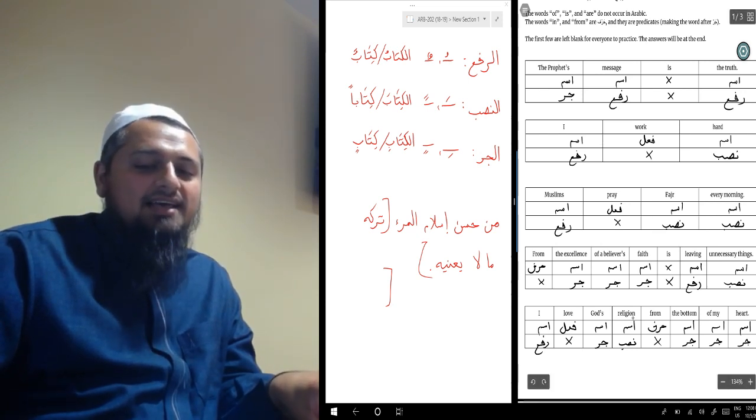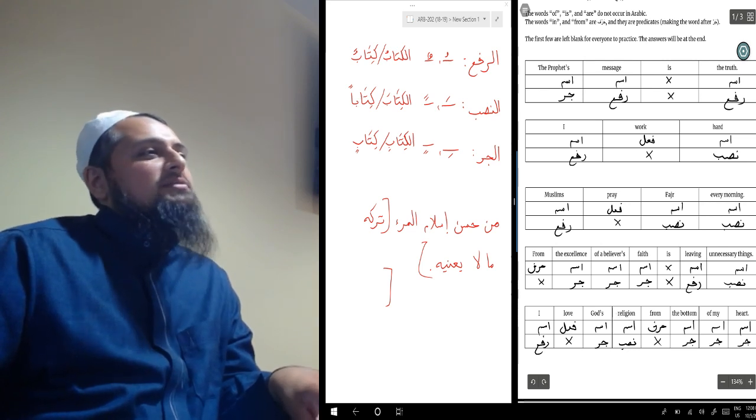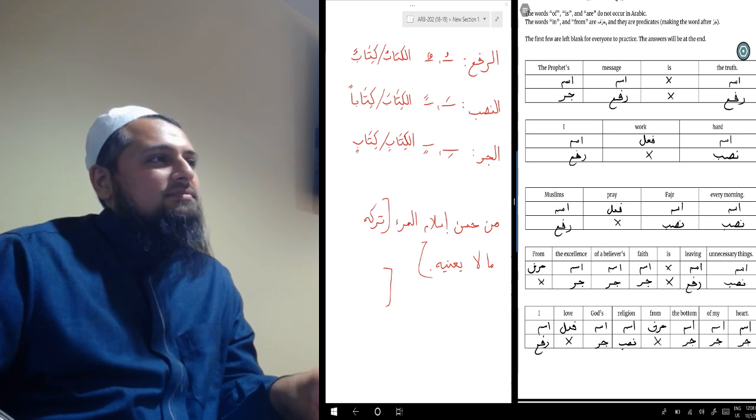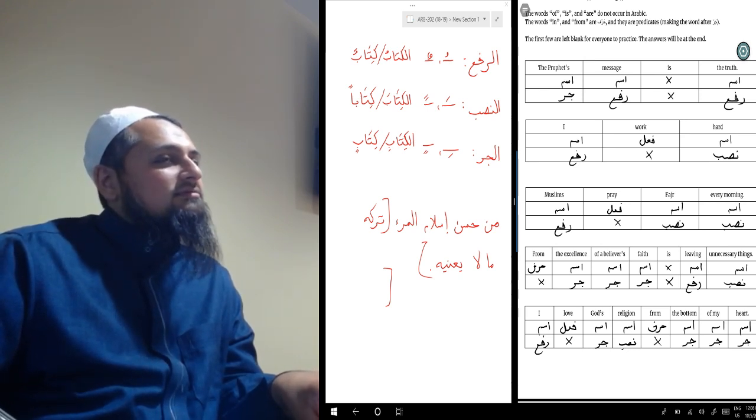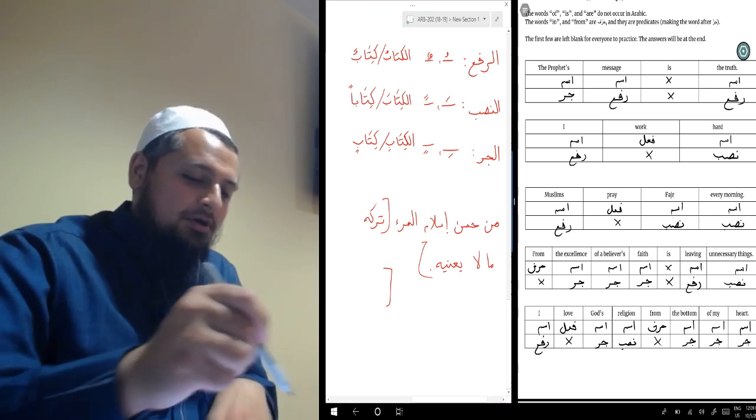Because it's the direct object of my verb. So the direct object is always in the state of nasab. So then why is God's job as well? Shouldn't it... Okay, just to clarify really quickly.